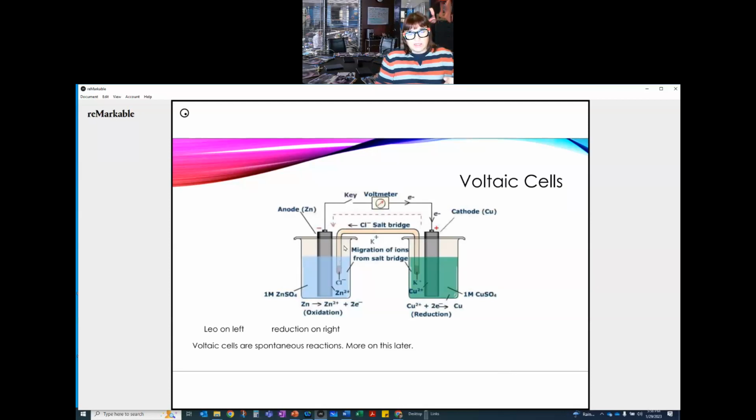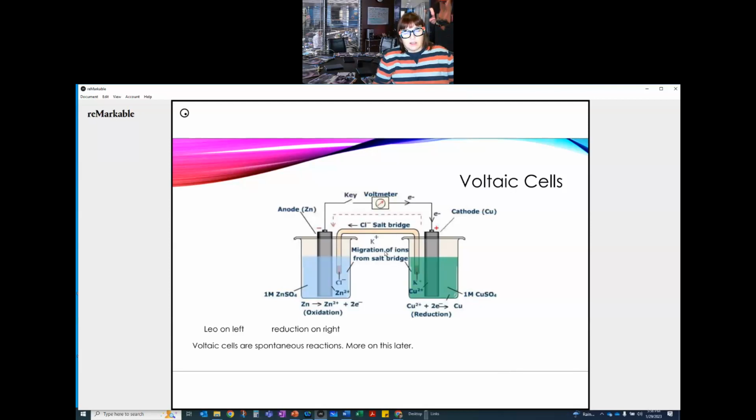We see this as a salt bridge. It has a liquid center, or it may be a gel. And then there's something to keep it from coming out. And that thing that keeps it from coming out is porous so that we can let the ions move through it, but not everything else.